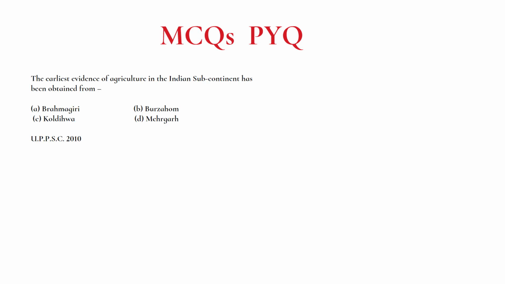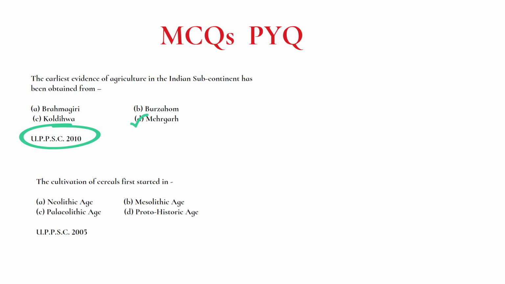Next question, again UPPSC question 2010. The earliest evidence of agriculture in Indian subcontinent has been obtained from. So answer will be D, Mehergarh.